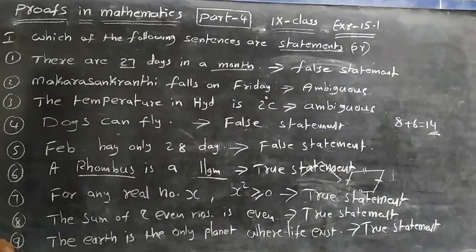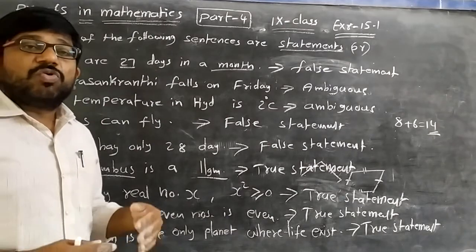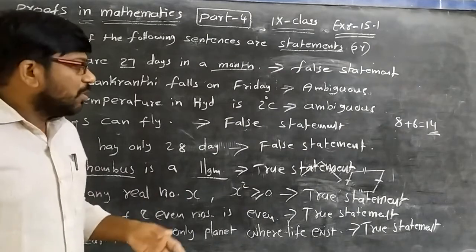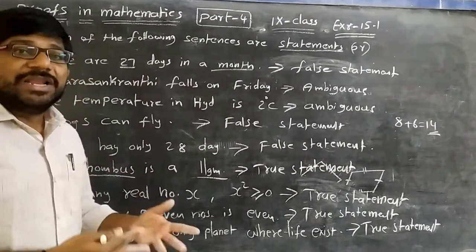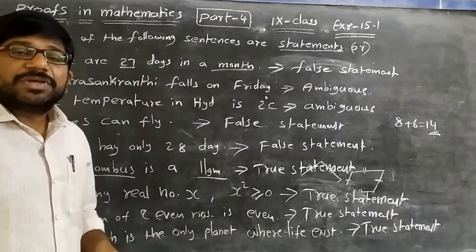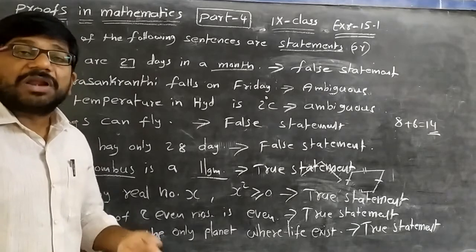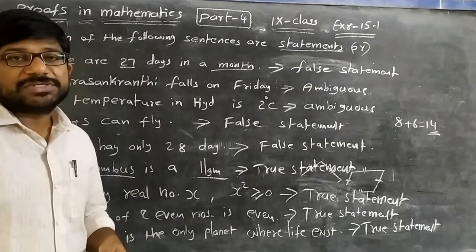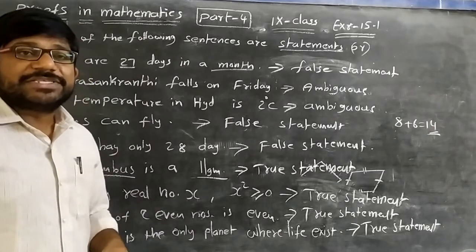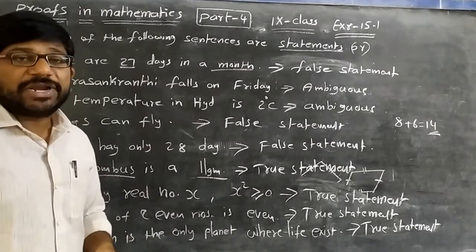Right? So in this way, when sentences are given, we can decide whether it is a statement or not. By using daily life properties, by observing axioms, postulates, theorems, formulas, and different lemmas, we can decide whether the given sentence is a statement or ambiguous, and which are true or false, right?